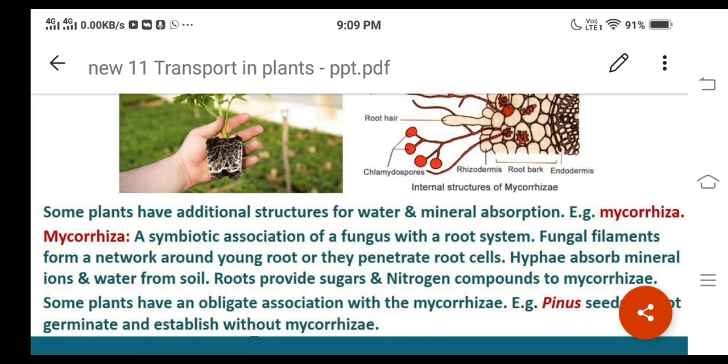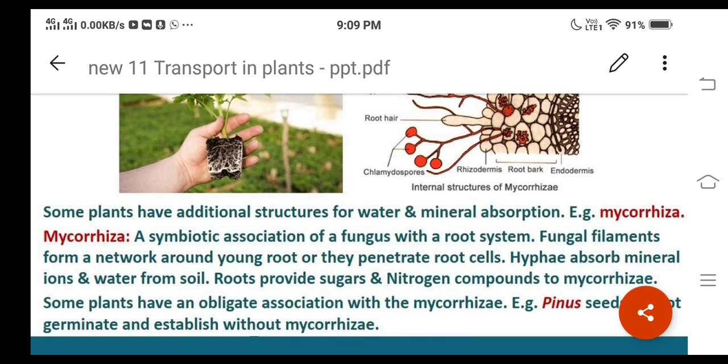In turn, what is the benefit of a plant to the fungus? I told you it is a symbiotic association, which means both organisms benefit. The plant takes some help from the fungus, and in turn the fungus takes some help from the plant. The infection of fungi with the root helps in the absorption of water and minerals, and in turn the roots provide sugars and nitrogen compounds to the fungus or mycorrhizae.